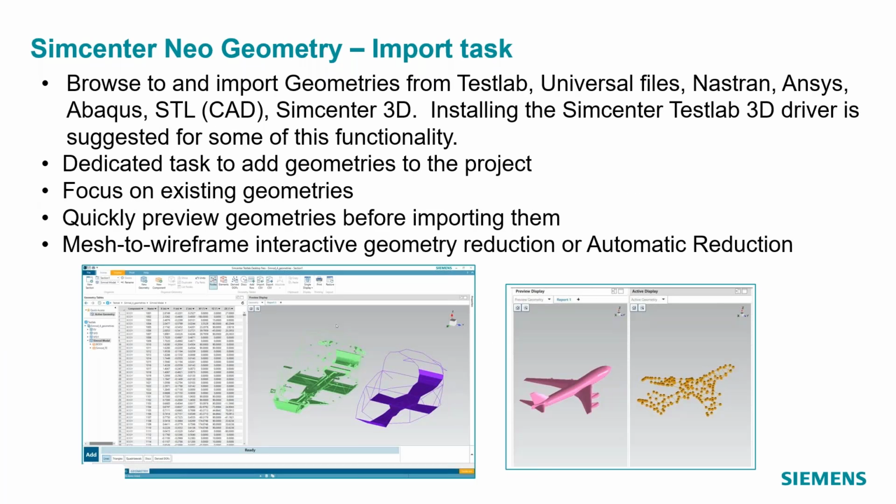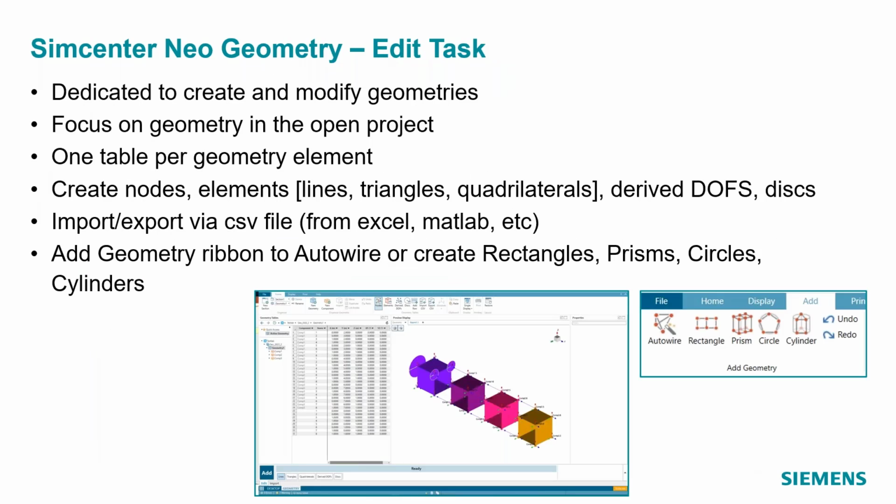If you look at the geometry task, there's an edit task and an import task. Edit is used for editing an existing geometry or creating new nodes, lines, surfaces, things like that. And import is used for importing from existing geometries, either from CAE or CAD or even a Testlab project. You can preview them, so there's a quick preview before you import them. Then you can either interactively create the wireframe, or you can use the automatic reduction to do it automatically. And I'll show both.